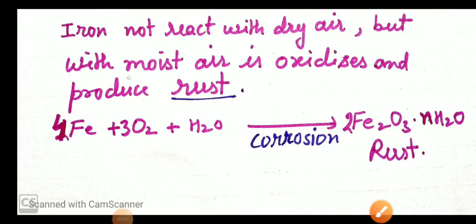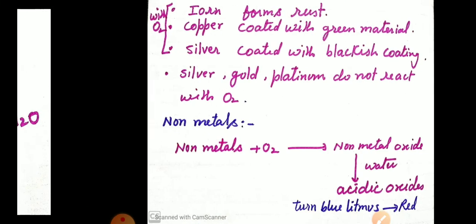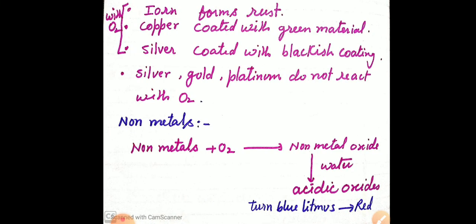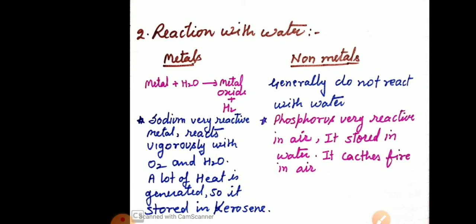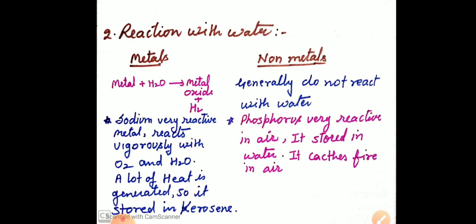Next, iron forms rust with moist air. Copper is coated with a green material, and silver is coated with a blackish coating. Then what about the non-metals? Non-metals react with the oxygen and form acidic oxides, which when dissolved in the water turn blue litmus to red.